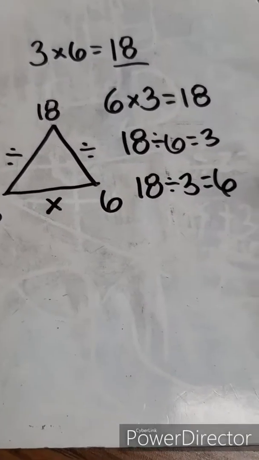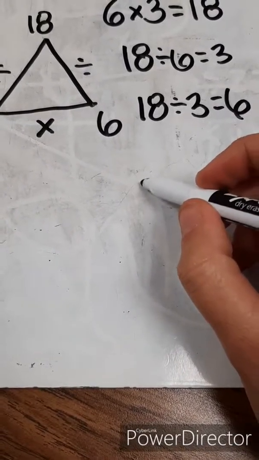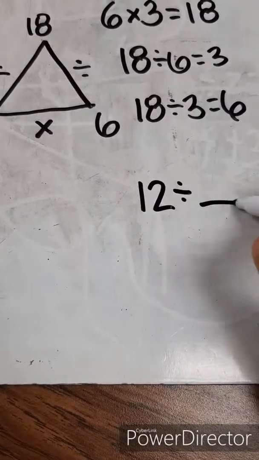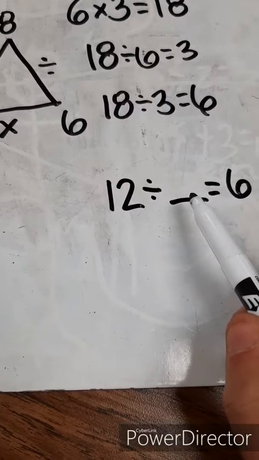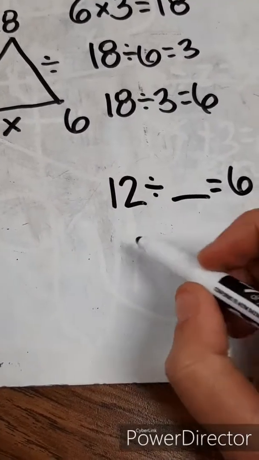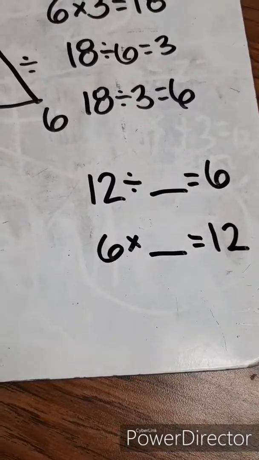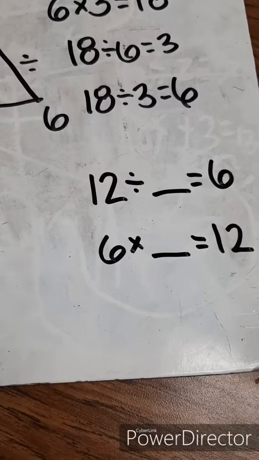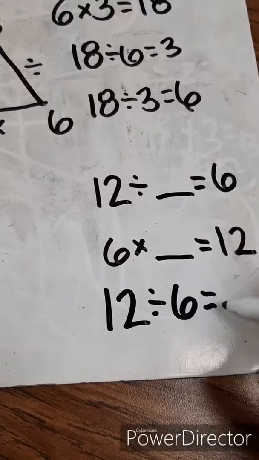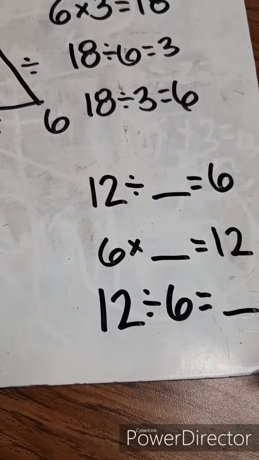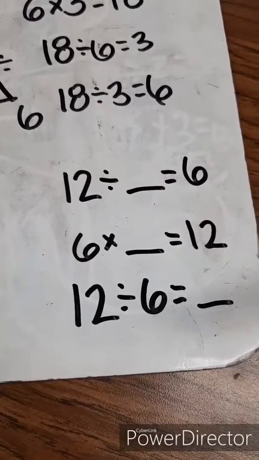I know that the test will often leave spots blank, so it might say something like this. It might say 12 divided by blank equals 6. So it's asking you to figure out what the blank is, but then the next problem might say 6 times what equals 12. The answer is going to be the same in each of these problems. So if we had 12 divided by 6 equals blank, we know that all of these spots are going to have the same answer.